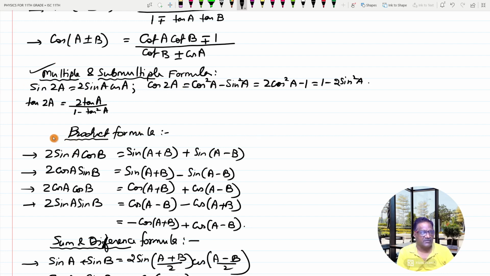Then you have in trigonometry something called product formulas. So in that also you have these 4 formulas. Okay, and many a time they call it the factorization formula and defactorization formula also in mathematics.